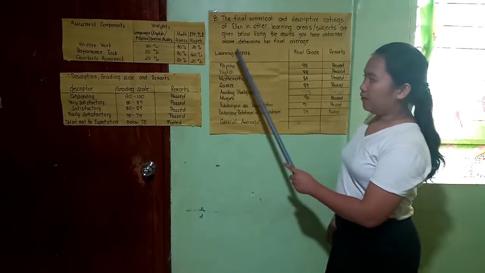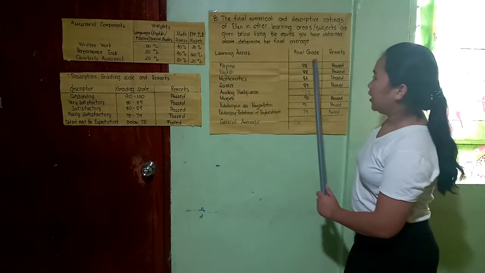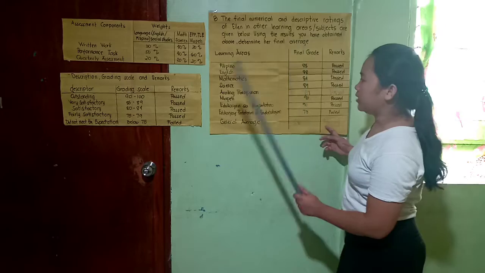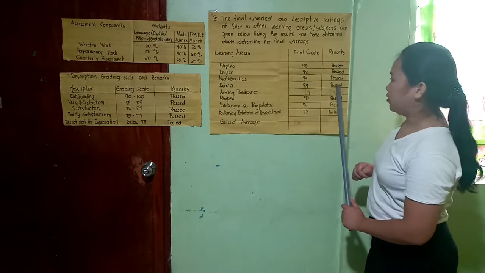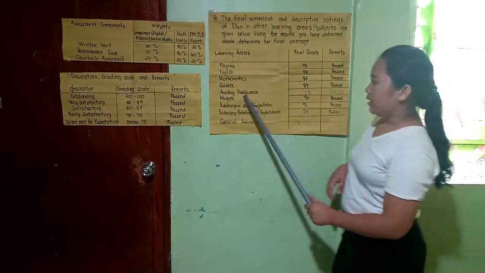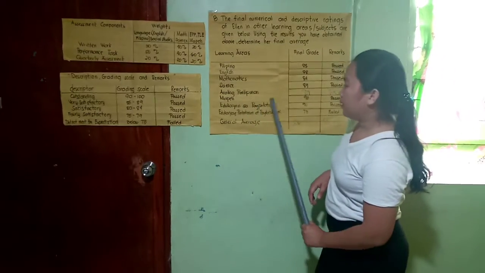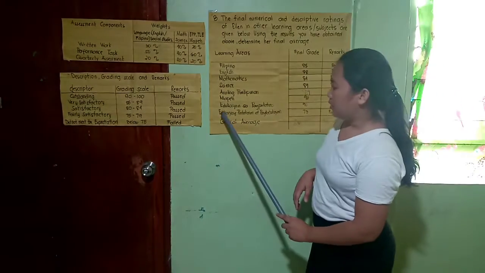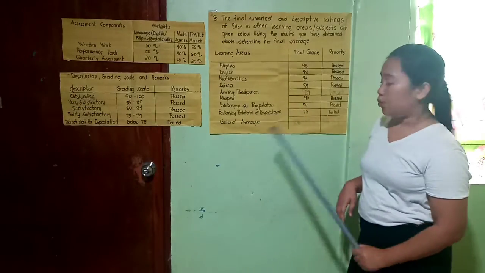In the learning area of Filipino, the final grade of Ellen is 88, which is a pass. In English, the final grade is 88, which is pass. Mathematics is 84, which is pass. And Science got an 89 final grade, which is pass. In Araling Panlipunan, Ellen got an 89 final grade, which is pass. In MAPEH, the final grade of Ellen is 90, which is pass. And in Edukasyon sa Pagpapakatao, the final grade of Ellen is 90, which is pass. And in Edukasyong Pantahanan at Pangkabuhayan, Ellen got 73 as the final grade, which is fail.